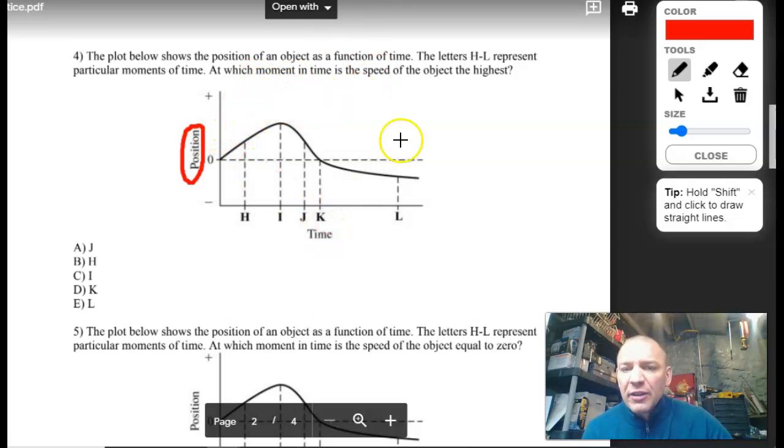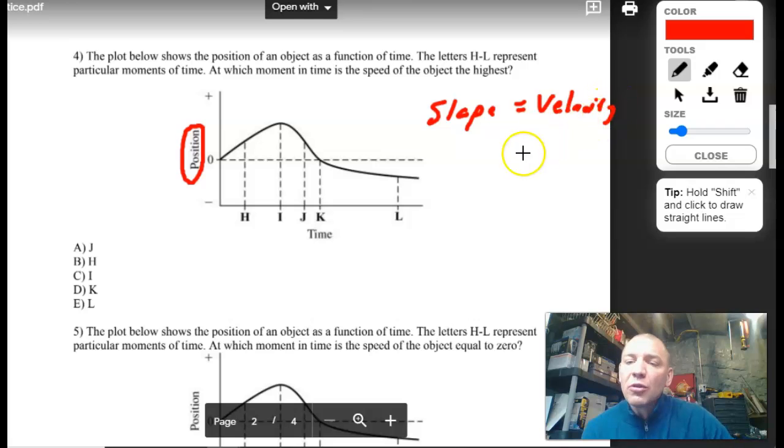Well, on a position time graph, the slope is equal to the velocity. Now velocity includes direction, so a positive slope would be a positive velocity. This one just says speed. Speed does not include direction. So we need the slope, but we don't care if it's positive or negative. Where is the maximum slope? So it looks like here, this is definitely the steepest. So it looks like J is where it has the steepest slope, either positive or negative. All right, I'll pause that here.